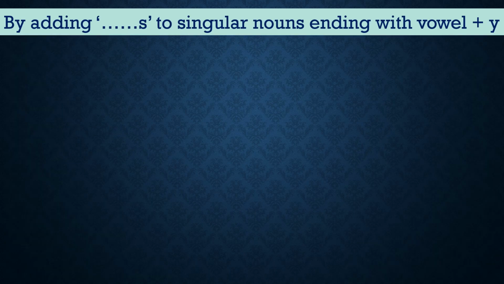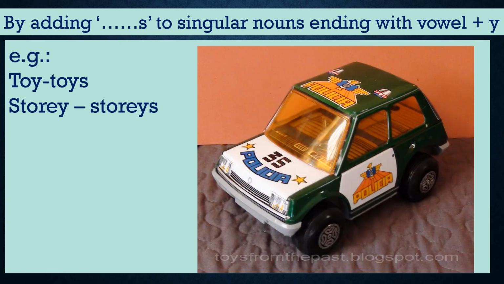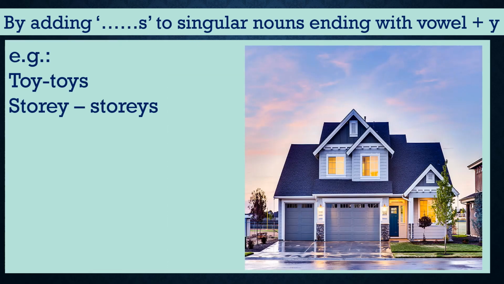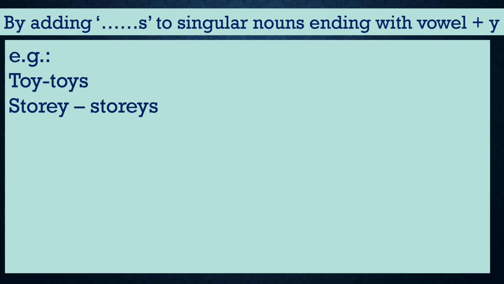So we can change singular nouns ending with vowel plus y to plural by adding only s. See the examples: toy, toys; boy, boys. Okay, so remember, if a singular noun has vowel before y, then add only s to change it to plural. And if there is a consonant before y, then in plural replace y and add ies. Clear?